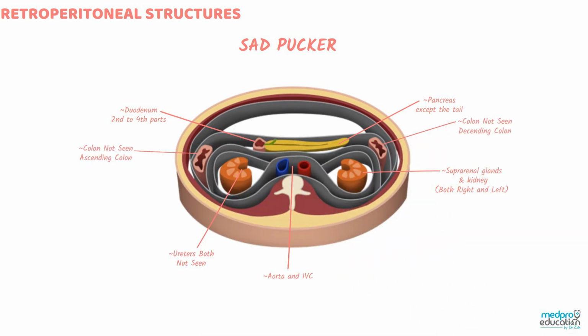ascending and descending, kidneys, esophagus, thoracic portion, rectum, partially. Clinically, it is important to remember because injuries here may cause blood or gas to collect in the retroperitoneal space.